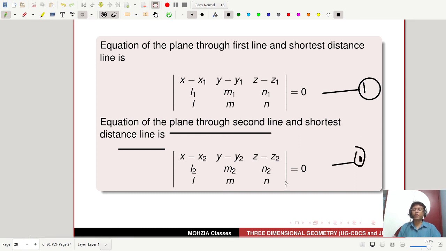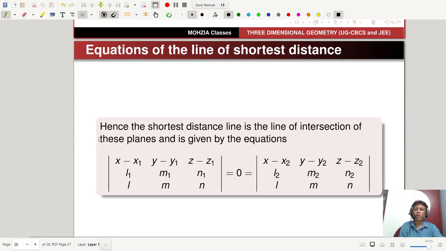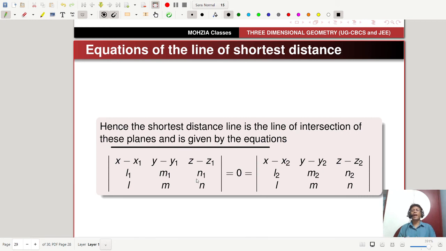Now these two planes will give you the line of intersection. You know that two planes give you the line of intersection. So this shortest distance line is the line of intersection of these planes, and this is given by both of them equal to 0. So both of them will give you the line of intersection. That will give you the line of shortest distance.